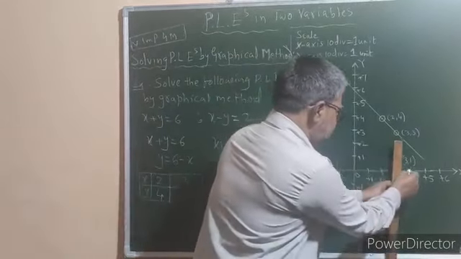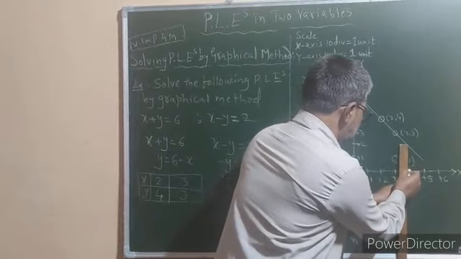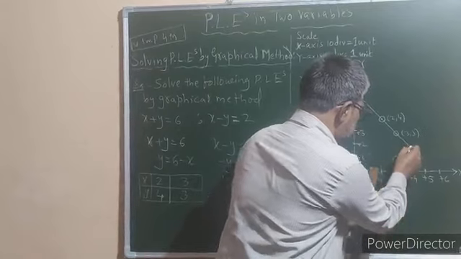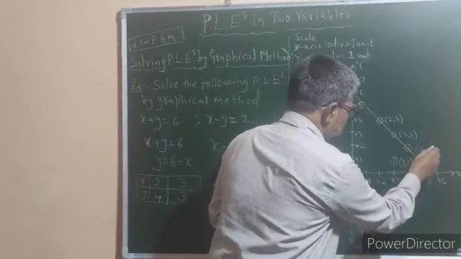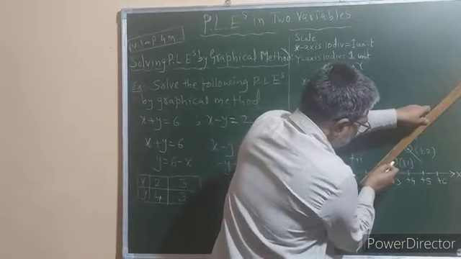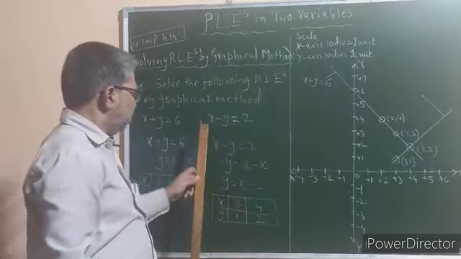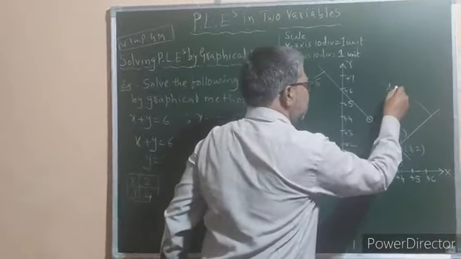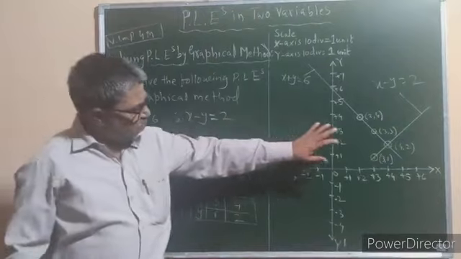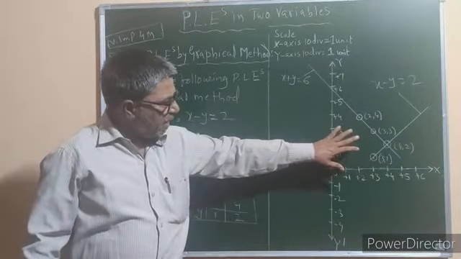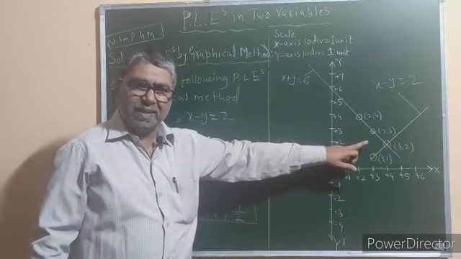4 is here and you have to move upward to get 2 towards the right. So this is the point showing (4, 2). Draw a line passing through these 2 points. Okay, so this is the graph for the equation x minus y is equal to 2. Now you see these 2 lines are intersecting at a common point, at a single point.